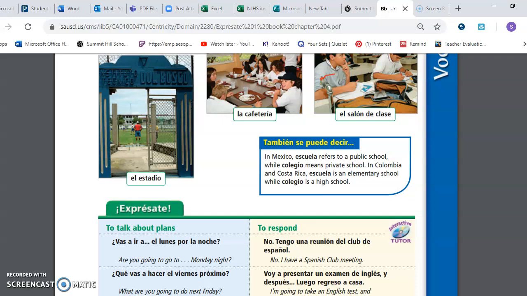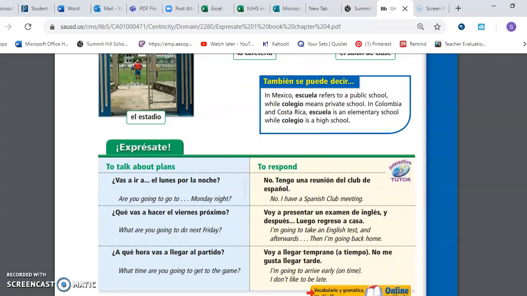So you're going to use the yo voy form. Sí, yo voy al estadio el lunes por la noche. Okay, moving on with the next one.